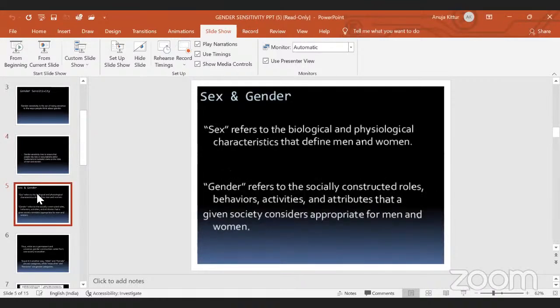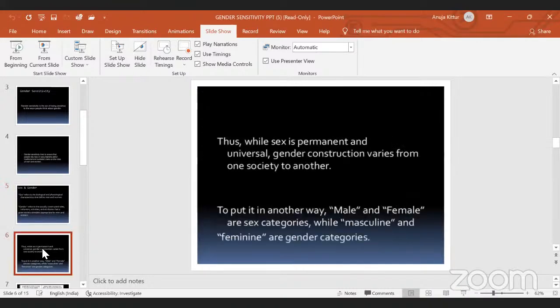Sex and gender. Sex refers to the biological and physiological characters that define men and women. Gender refers to the socially constructed roles, behaviors, activities, and attributes that a given society considers appropriate for men and women. Thus, while sex is permanent and universal, gender construction varies from one society to another. To put it in another way, male and female are sex categories, while masculine and feminine are gender categories.